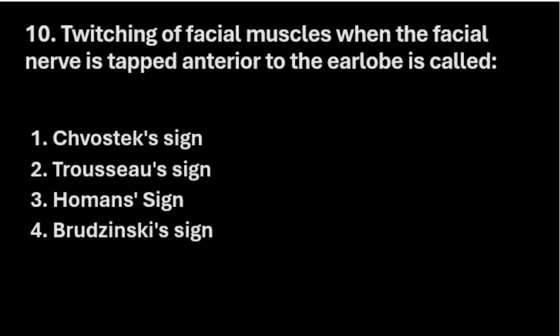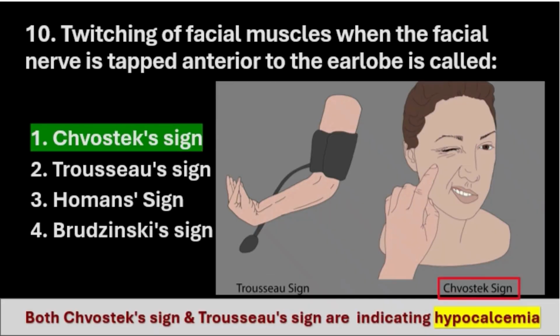Twitching of facial muscles when the facial nerve is tapped anterior to the earlobe is called option 1 Chvostek sign, option 2 Trousseau sign, option 3 Homan sign, and option 4 is Brodsky sign. The right answer here is option 1 Chvostek sign.